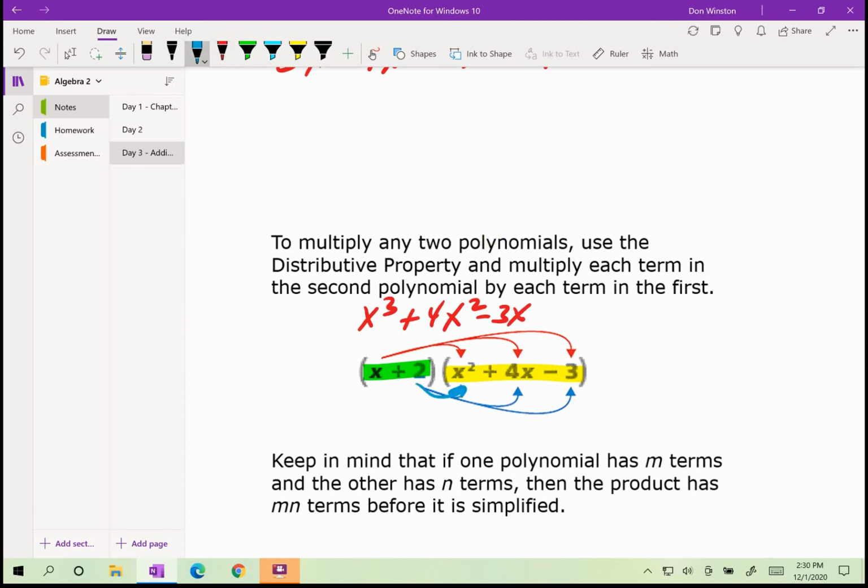So 2 times x squared, that will give me 2x squared. And then 2 times 4x, that will give me 8x. And then 2 times negative 3, that will give me a negative 6. And then we combine our like terms.